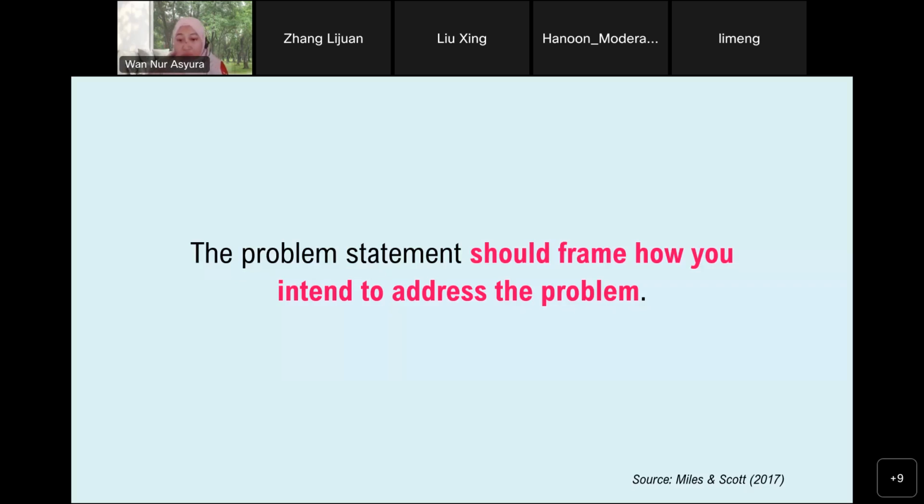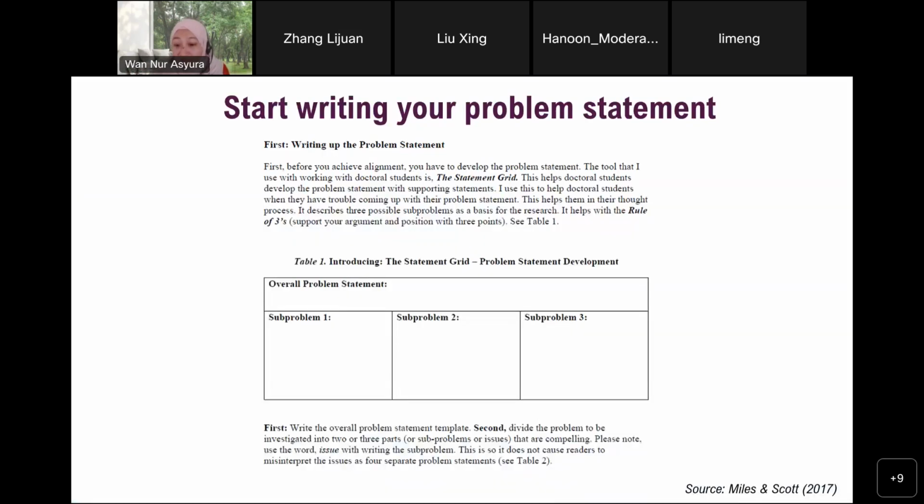So I will show you a figure on that after this. But now, if you have not thought about it, or if you have already written your research problem, you may think about reorganizing your thoughts again. So how to start is, I will always start with providing the overall problem statement.